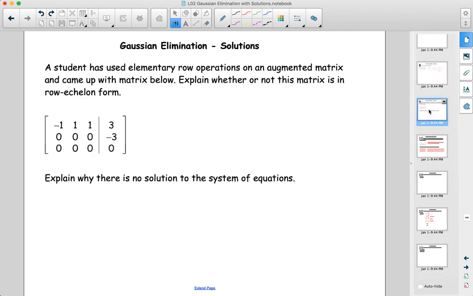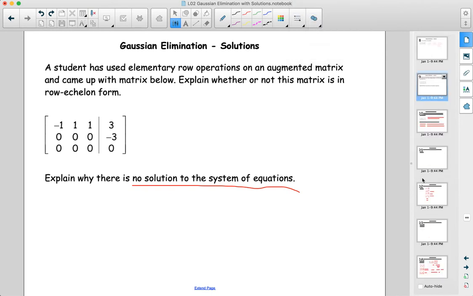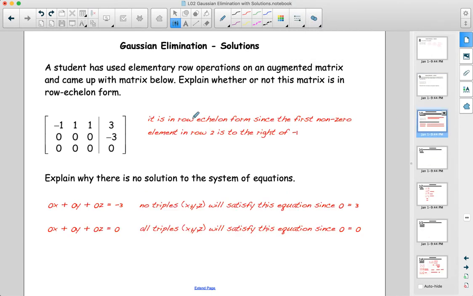All right, a student has used elementary row operations on an augmented matrix, and when they were finished, they came up with this matrix below. Explain whether or not this matrix is in row echelon form, and then explain why there is no solution for this system of equations. Again, a time to ponder, pause. All right, resuming to take this particular one up.